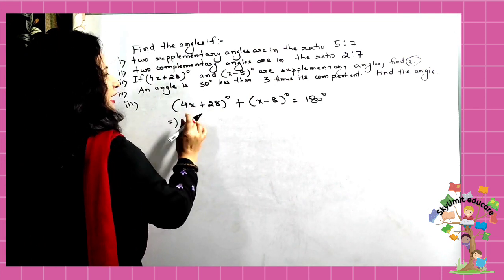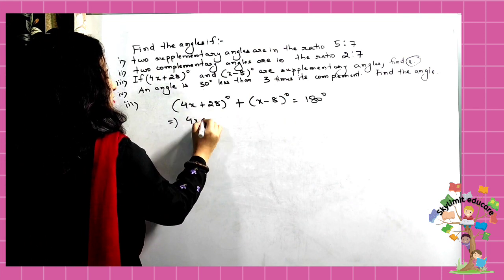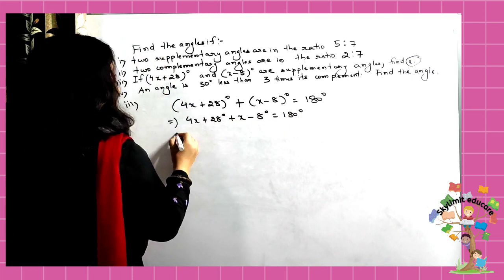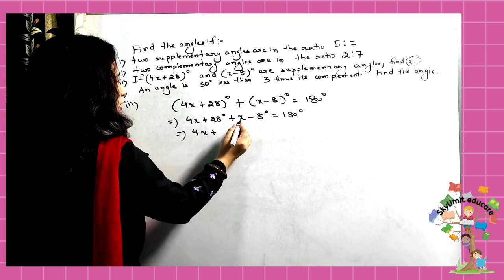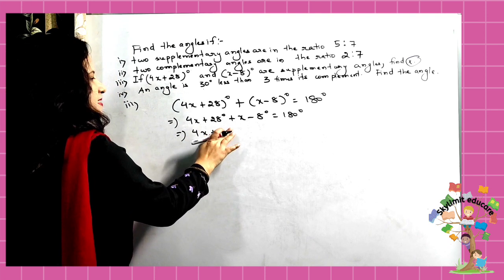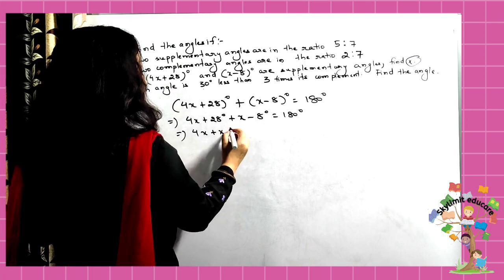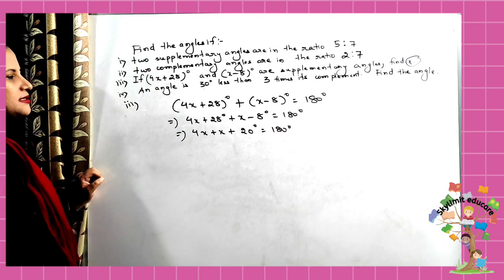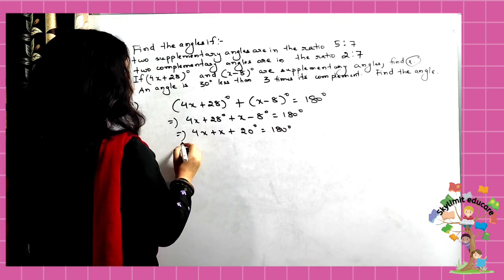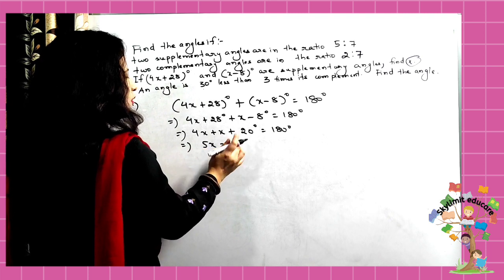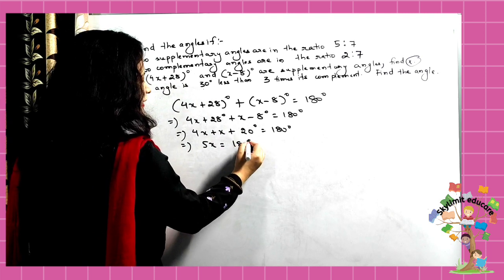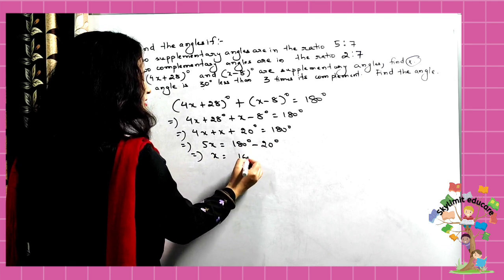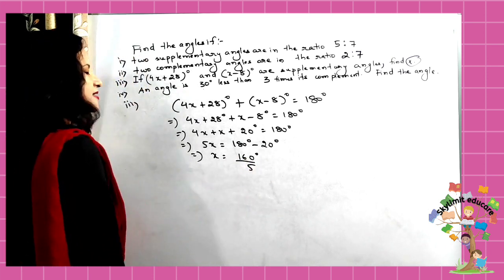We got a linear equation in x now, right? So 4x plus 28 degree plus x minus 8 degree is equal to 180 degree. Arrange x together. 4x plus x. And 28 minus 8 is how much? Plus 20 degree is equal to 180 degree. So 5x. Now 20 degree I will take that side. 180 degree minus 20 degree. So I got x equals 180 minus 20, which is 160, divided by 5.